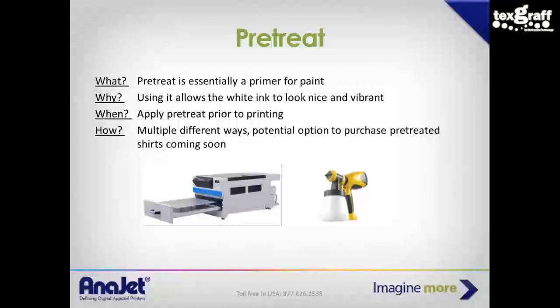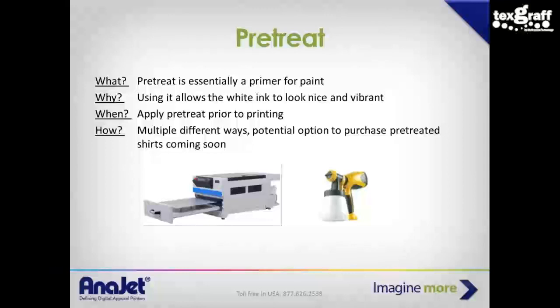But what is pre-treatment? Well, pre-treatment is essentially a primer for paint. If you were to paint your wall in your house, you would lay down a primer coat and then put the paint on top of it. It makes the paint look the color that you want and makes it look nice and bright and shiny, right? But why do we use it? It allows the white ink to look nice and vibrant. It makes the white ink jump off the shirt.